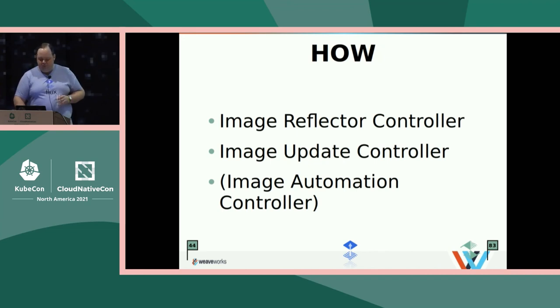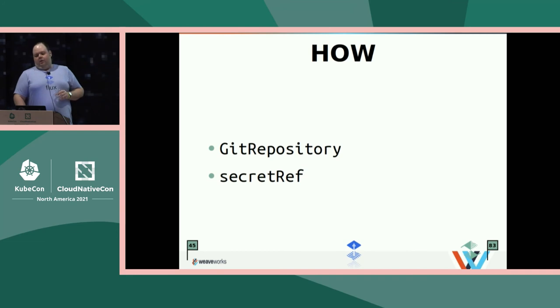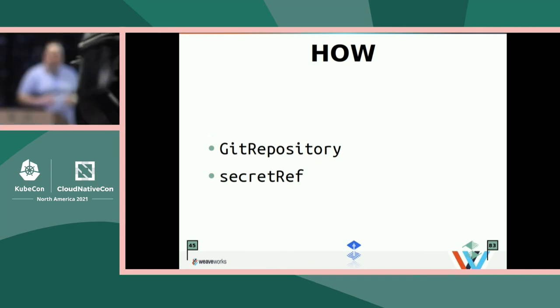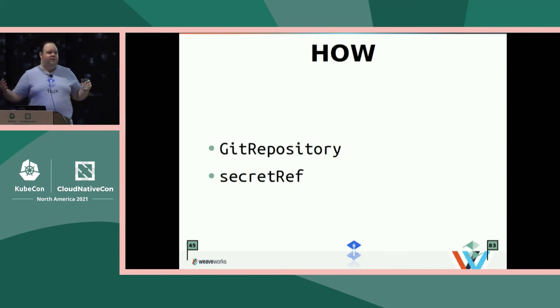These are the controllers. Git repository is also part of this. It's used for its secret. So you pass a Git repository ref to image update automation. It harvests the secret out of it. For this reason, they have to be in the same namespace. And because these secrets are used for writing into your Git repositories, they're super important to protect.